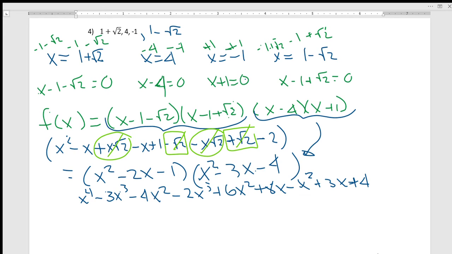And I'm going to just double check to make sure I haven't made any exponent errors or sign errors or multiplication errors. If I've made any, I don't see them, but I'm sure you'll point them out. All right, now we'll combine all of our like terms. So we have x to the fourth. That's our only x to the fourth term. Our x to the third terms, you've got negative 3x to the third and negative 2x to the third for negative 5x to the third.